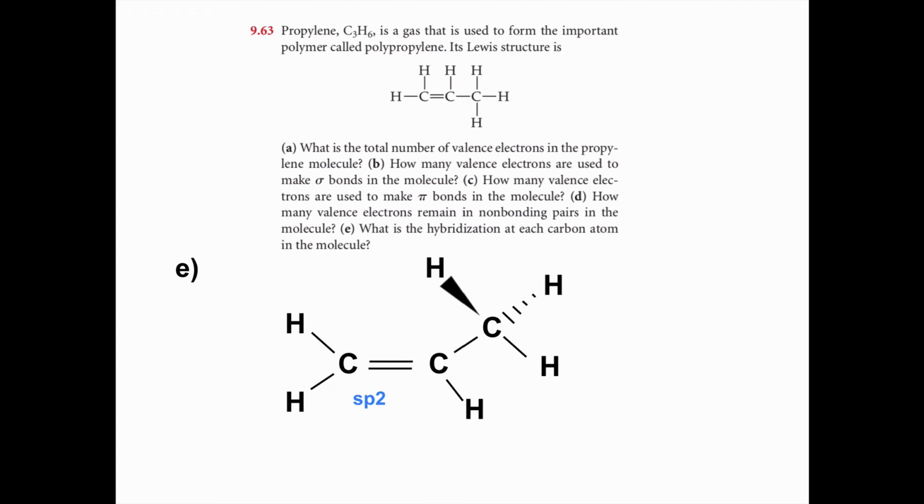We'd also have a trigonal planar geometry around carbon number 2. That would also be sp2 hybridization. And we have a tetrahedral arrangement, right? 4 bonded pairs, no lone pairs around carbon number 3, that'd be sp3 hybridization.